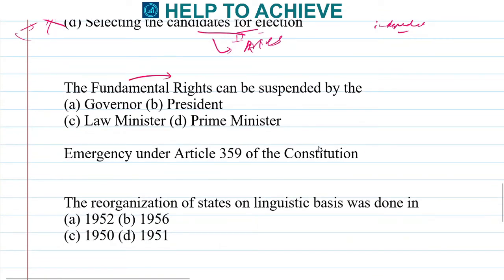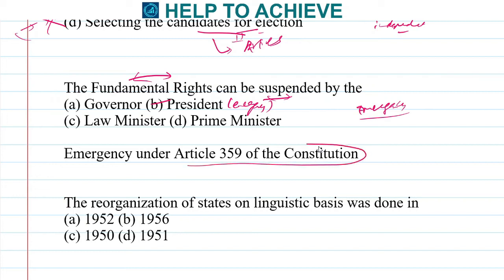Next, the fundamental rights can be suspended by... As I have said in the previous questions, in the case of emergencies the fundamental rights can be suspended, and this suspension can only be done by the President of India, as he is the only one who can impose the emergencies. These fundamental rights can be suspended under Article 359 of the Constitution. This you have to remember.